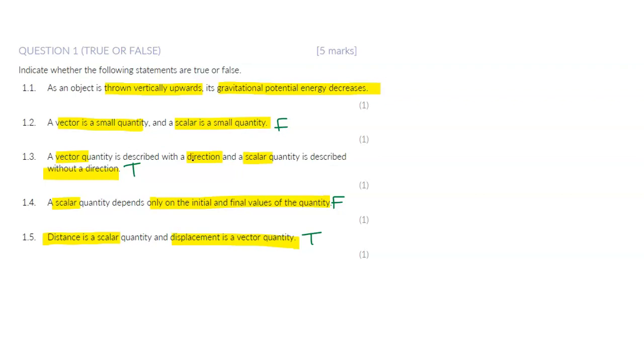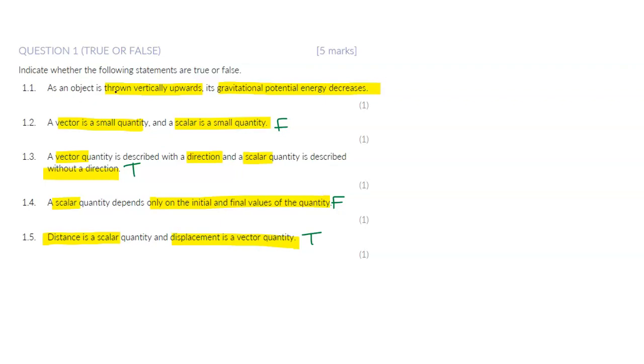A vector quantity is described with a direction and a scalar quantity is described without a direction. That is true. That's the definition of a vector and a scalar. A scalar depends only on the initial and final values of the quantity. That is false. That is an attribute of vectors. And then distance is a scalar and displacement is a vector. That is also true.